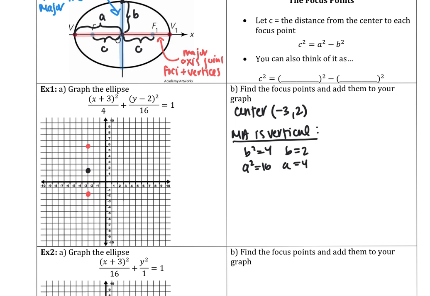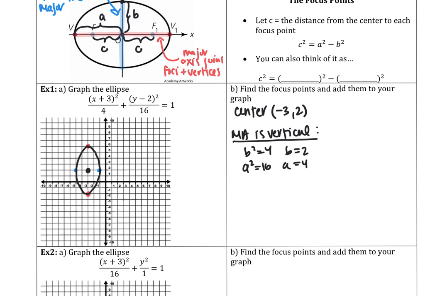Now to get the minor axis, I'm going to go 2 values away on either side, but since this is vertical, I'm going to be going horizontally with those units. So I'm going to be going 1, 2 away, 1, 2 away. So now I have the basic outline of my ellipse, and now I just want to find the focus points. One thing you want to notice about the focus points is that they are always inside of the ellipse. So when you calculate them over here, if they end up outside of the ellipse, you've done something wrong.